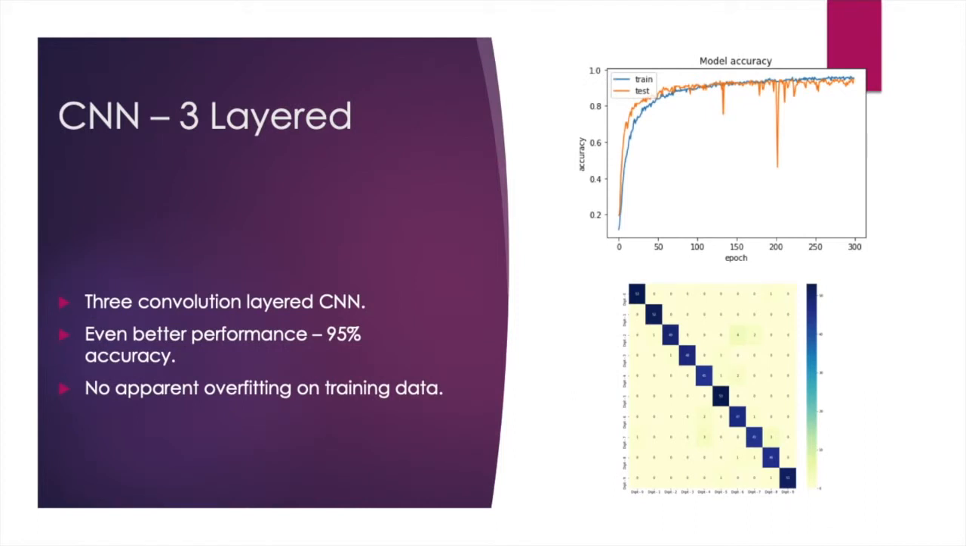So I added another layer. Now my CNN becomes three layered. I added another layer just to see if it results in some improvement in prediction. And indeed it did. I was able to achieve 95% accuracy with an additional layer.